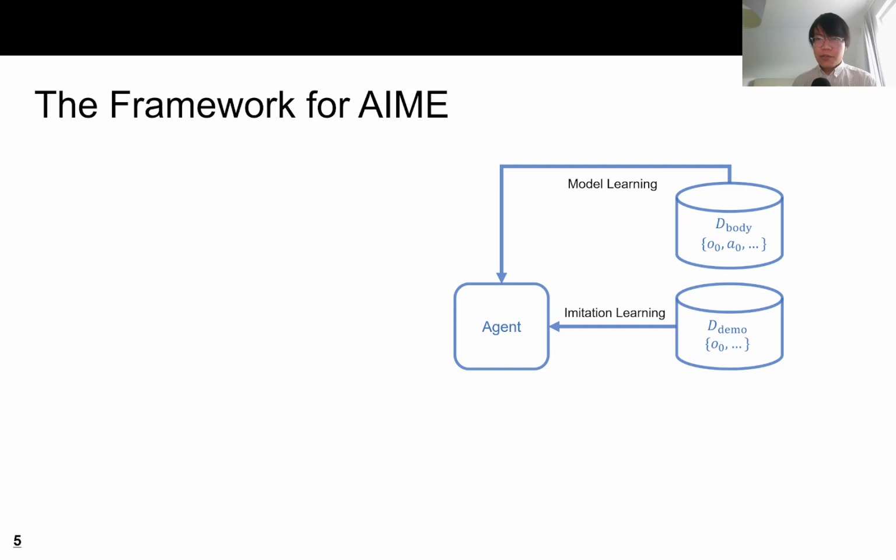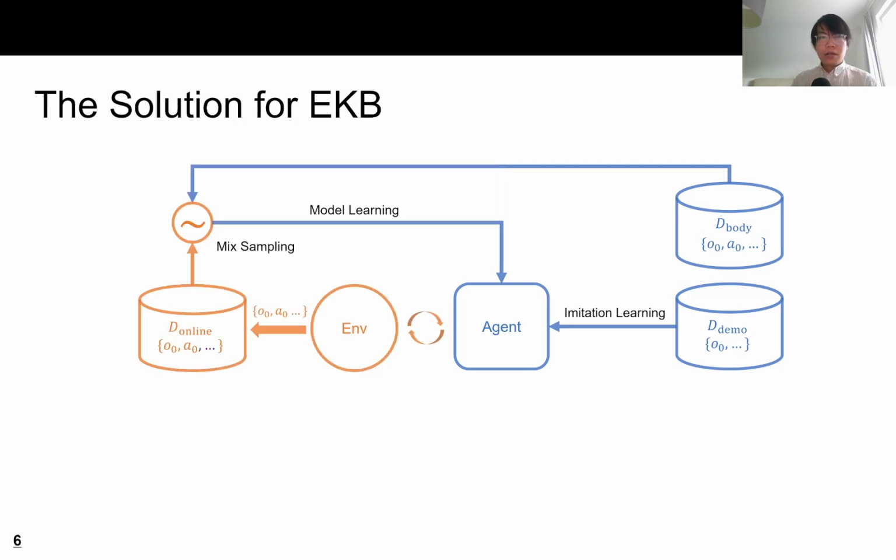Here we first show the framework for AIM, which is our base algorithm in this paper. We have the agent in the middle, and we use the embodiment dataset to do the model learning, and we use the demonstration dataset to do the imitation learning. First, we want to solve the EKB.